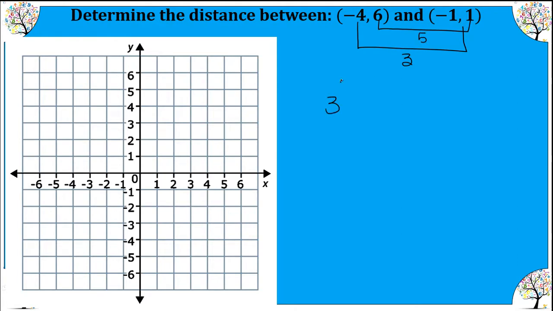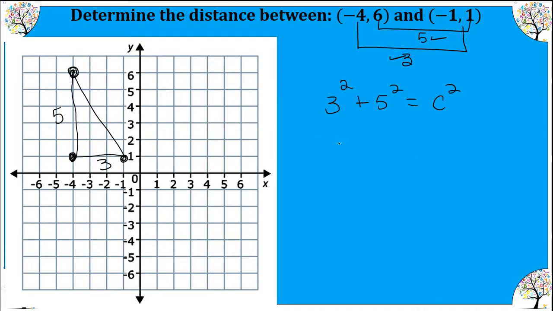So our legs should be 3 and 5. But let's prove this. So -4, 6, and then we have -1, 1, and here is the diagonal. So our third point will be here, and the horizontal leg is 3, we got that. And then the vertical leg is 5 units. So this is how we're going to do it in just a minute when we don't have a graph.